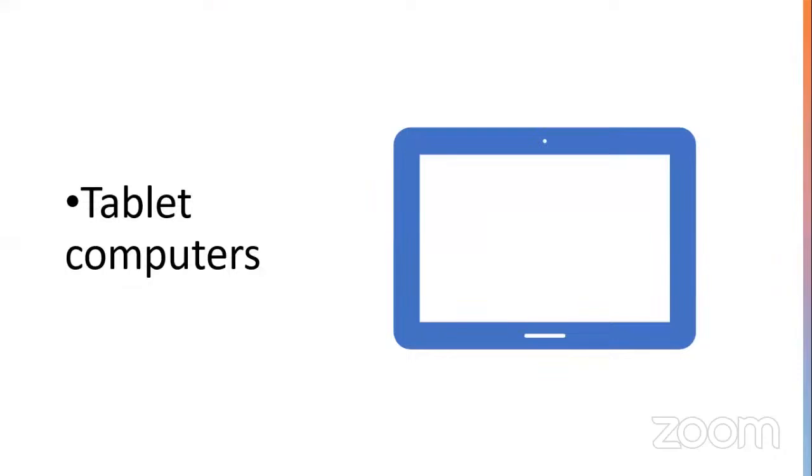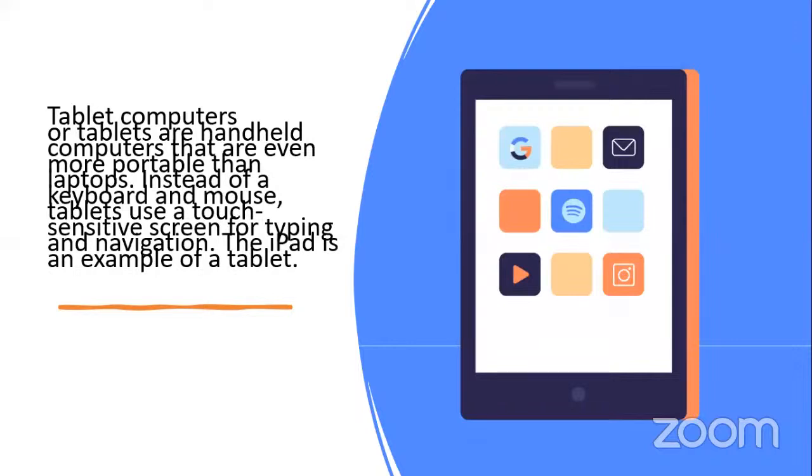Okay, let's continue. Then we have the tablet computer. I believe all of us know tablets, right? It's a type of computer, a tablet computer. Now, tablet computers, or tablets, are handheld, as you can see, computers that are even more portable than laptops. So instead of a keyboard and a mouse, a tablet uses sensitive touch for typing and navigating. Example, the iPad and your Samsung tablet, your Asus tablet.